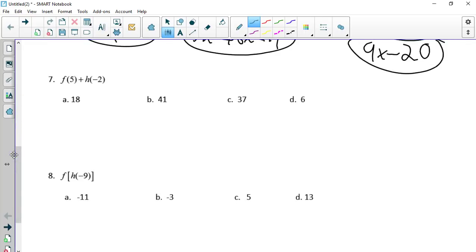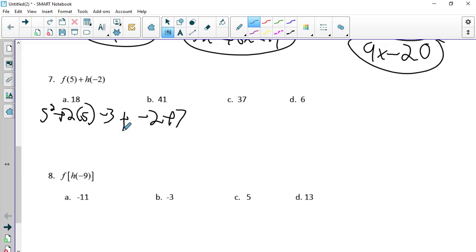Now for this one, it's multiple choice, but we're going to do the work. We're going to plug 5 into f. So that's going to be 5 squared plus 2 times 5 minus 3. And then we're going to do negative 2 into h. So that's going to be negative 2 plus 7. We're adding those together.